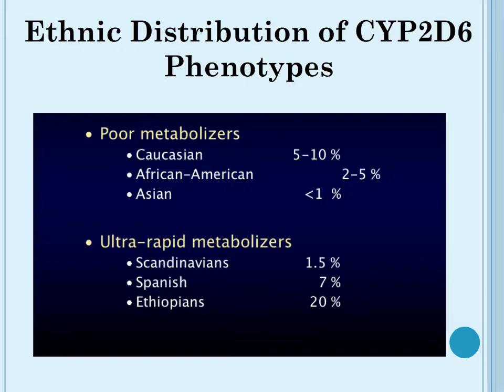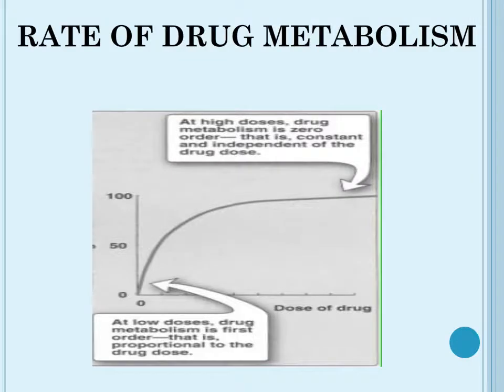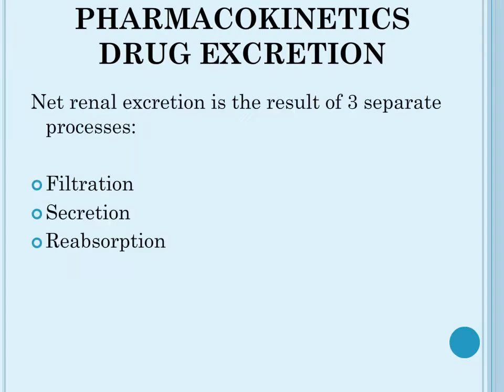As an example, look at the CYP2D6 phenotypes. Caucasians, African Americans, and Asians are poor metabolizers, whereas Scandinavians, Spanish, and Ethiopians are considered to be ultra-rapid metabolizers. At a low dose of a drug, metabolism is always first order, proportional to the dose of the drug, and if you saturate it at high doses, it becomes zero order, which is constant and independent of the drug dose. And finally, drug excretion.